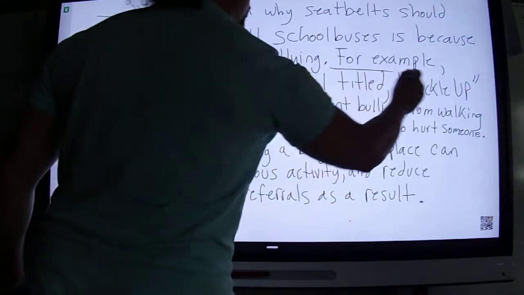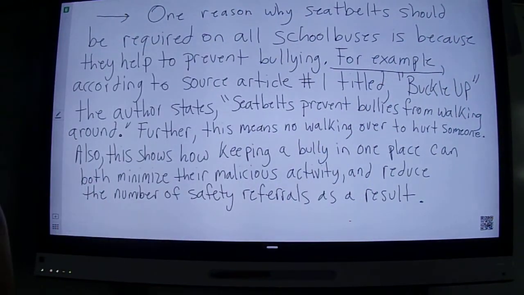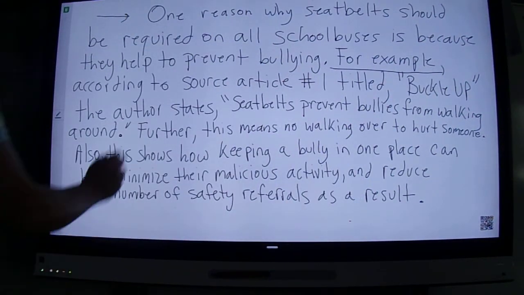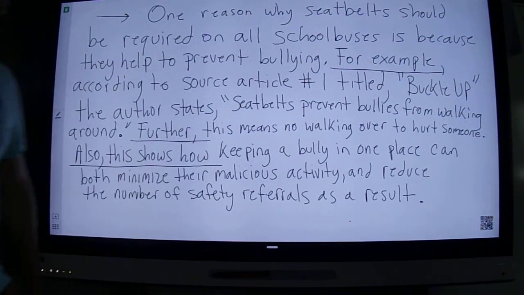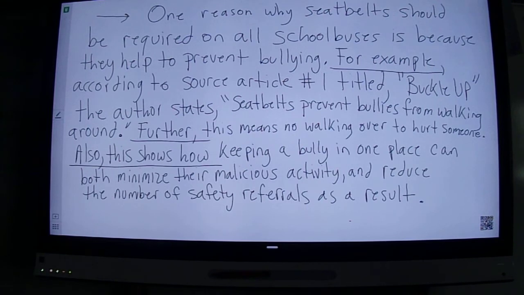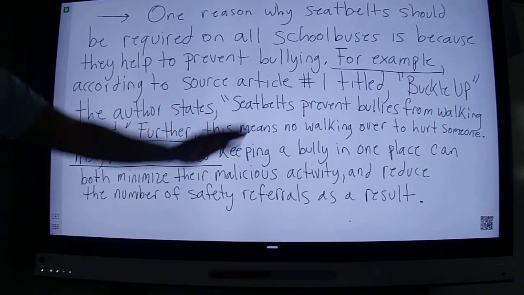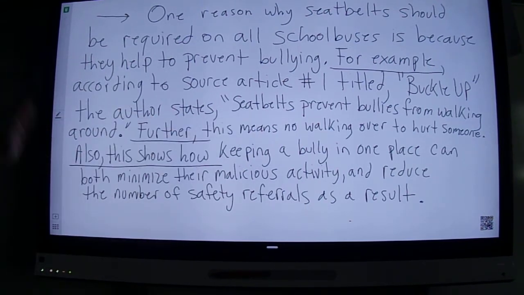So we have, for example, was a prompt. Okay. Then we have further is a prompt. And lastly, also this shows how. Text dependent, citation, citing the text. Further, explain more fully in your own words. Also this shows how, elaboration. That completes the second paragraph. Okay?